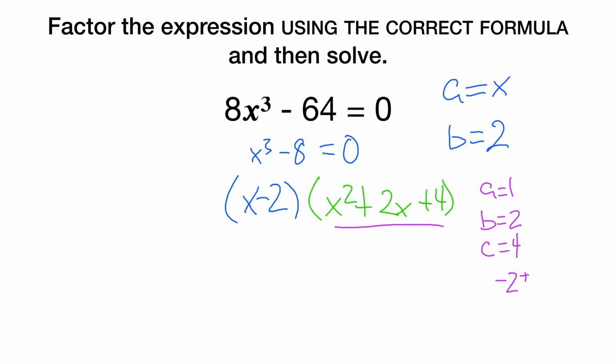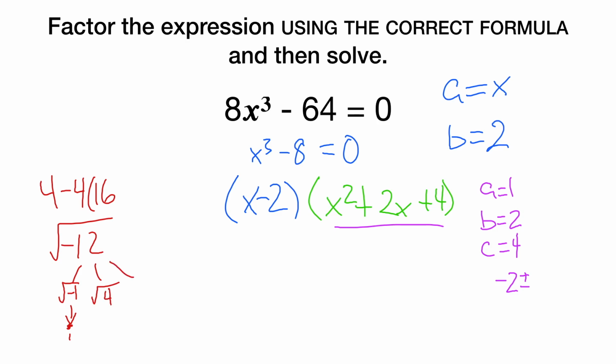So this becomes negative 2 plus or minus, now let's find our discriminant. So that becomes 2 squared, or 4, minus 4 times 1 times 4, so that becomes 4 minus 16, or negative 12. So let's see, the square root of negative 12. Well, I already know the square root of negative 1, that's going to be i. That seems to be a common theme so far.